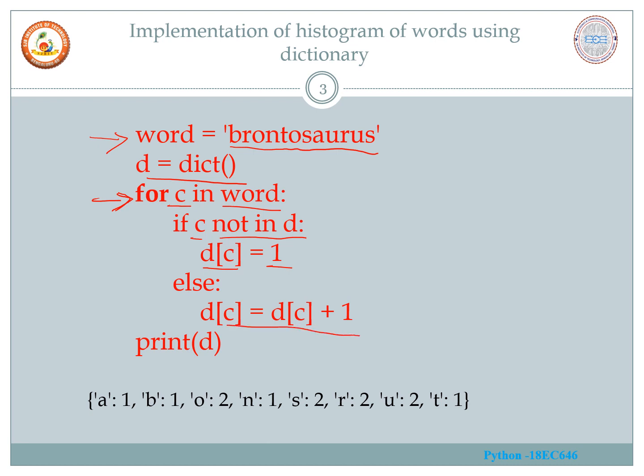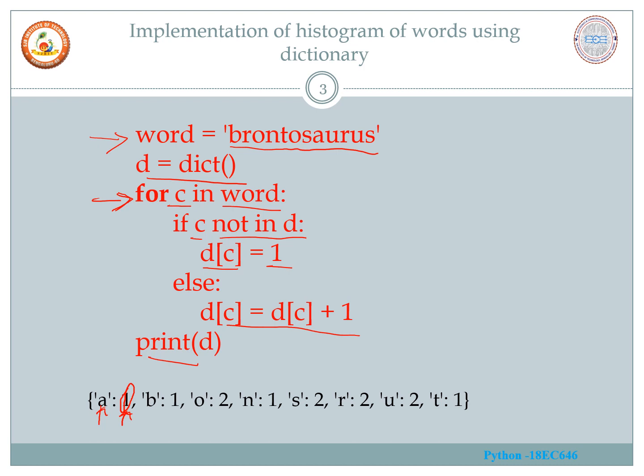So every time the key is checked. If it is appearing in the dictionary, it will be incremented. If it is not appearing in the dictionary, it will be assigned the value 1. Then print d. So finally you will be printing how many times each character appears in the string.